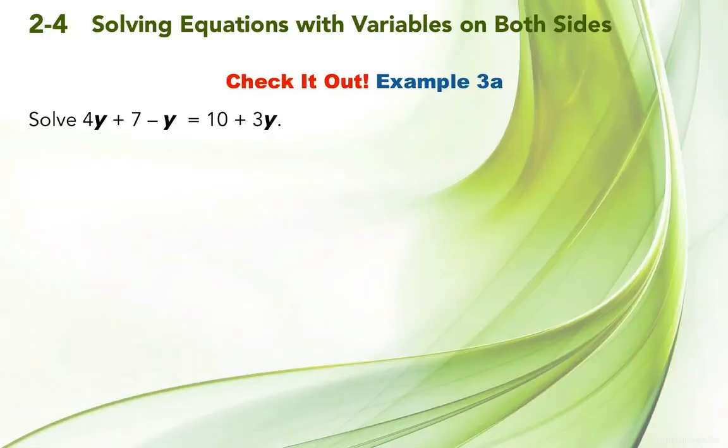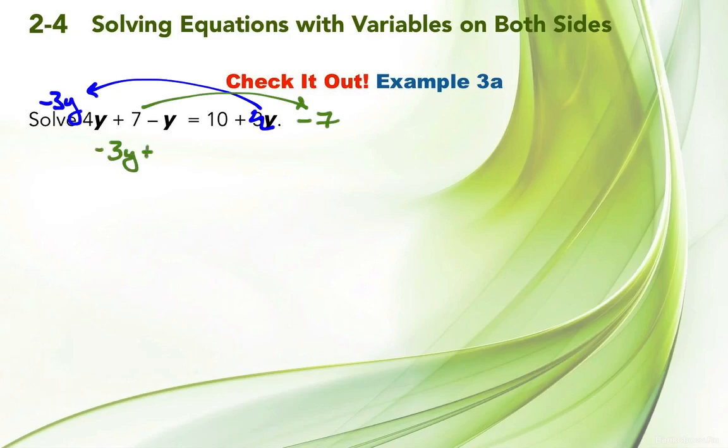Let's try this one. Moving some stuff around here. This negative 3, or positive 3, is going to go over here and make a negative 3. And this 7 is going to go to the right and be a negative 7. So we've got everything arranged nice and neat here. Negative 3y plus 4y minus y equals 10 minus 7. So I got rid of that.